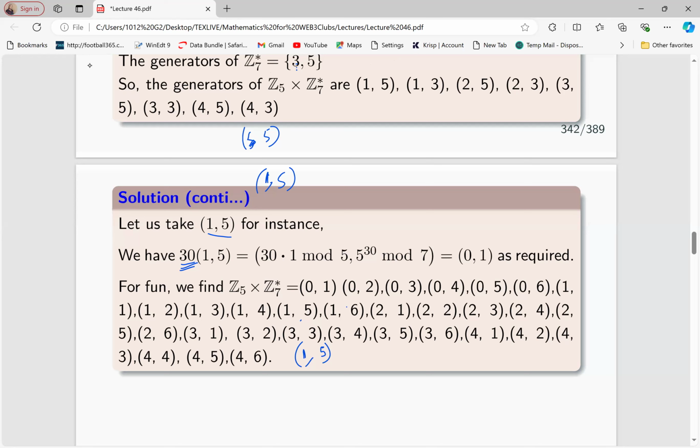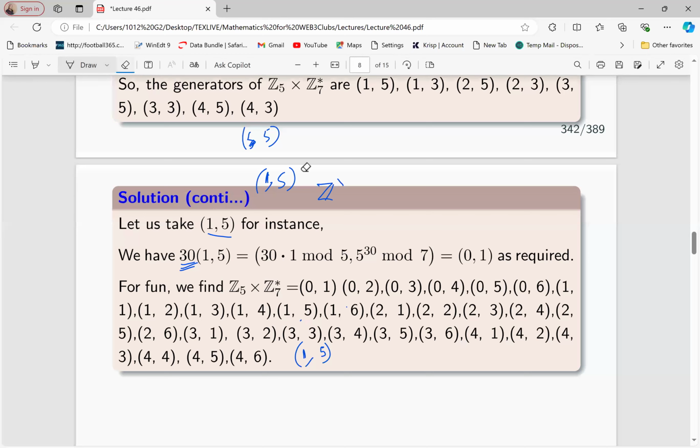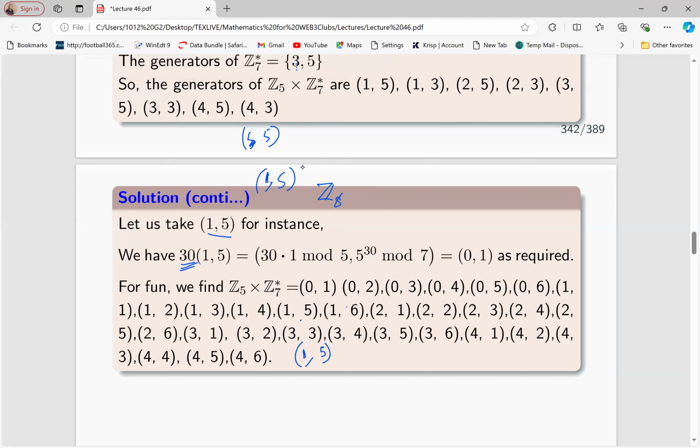Let me just again repeat. Let me talk about a smaller group, and I want to talk about Z8. Z8 has 8 elements. So a generator to this group should be one which can generate these elements.